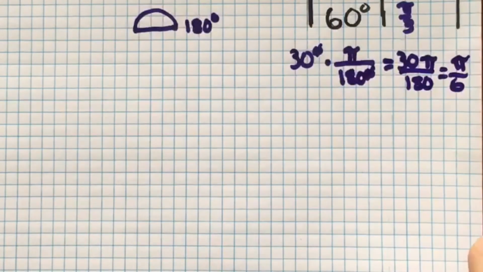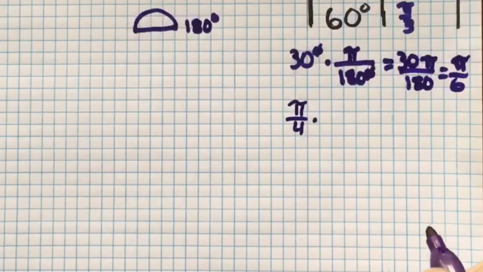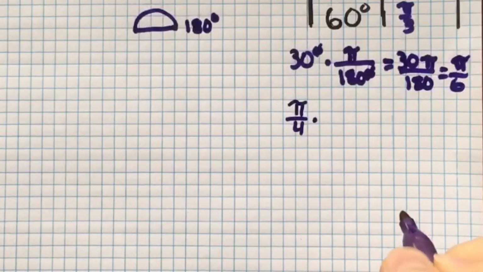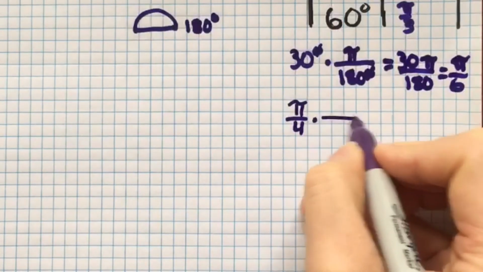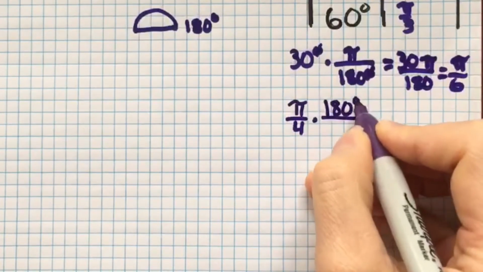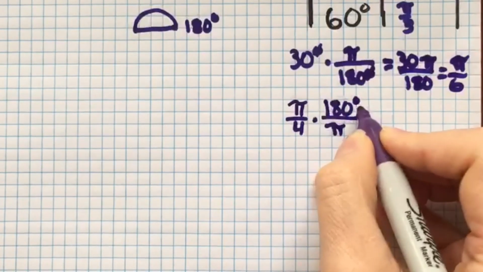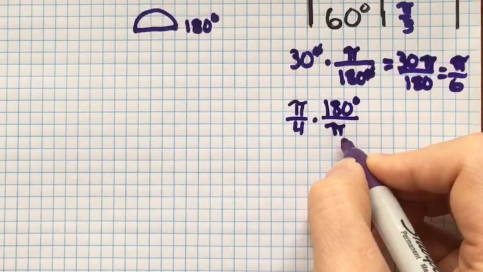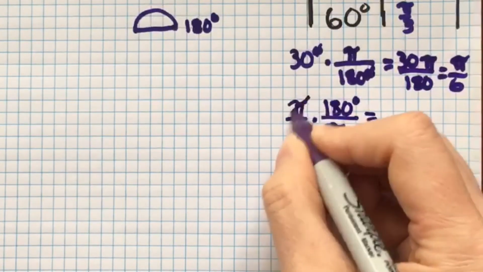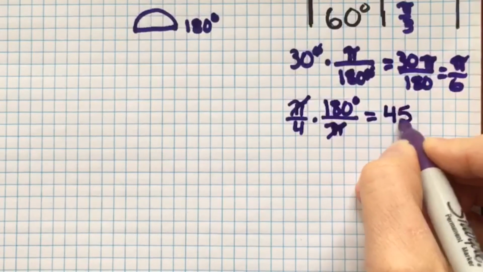What about going the other direction? Say I start with pi over 4. Well, this time I'm still going to use the conversion factor of 180 equals pi, but I want pi radians to go away, and I want to keep degrees. So degrees will go on top, pi will go on bottom. 180 degrees is the same as pi radians in rotation. Pi's divide out. 180 divided by 4 is 45 degrees.